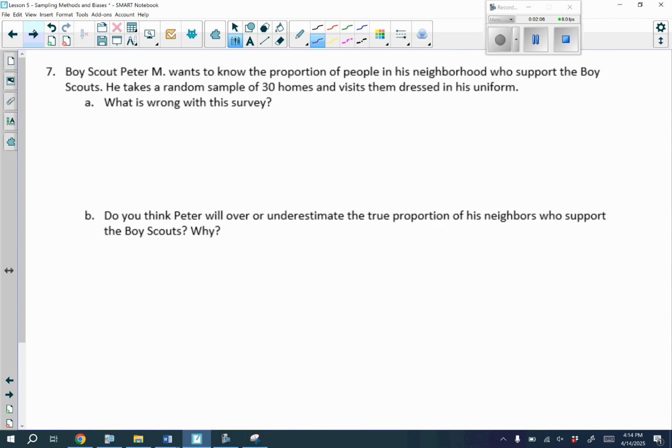Okay, let's look at number 7. It says, Boy Scout Peter M. wants to know the proportion of people in his neighborhood who support the Boy Scouts. He takes a random sample of 30 homes and visits them dressed in his uniform. First, go ahead and pause the video and answer: what is wrong with this survey?